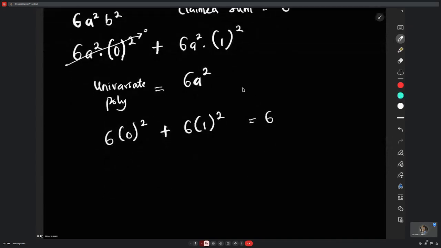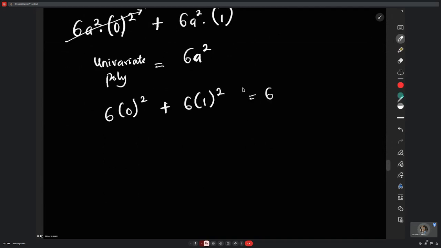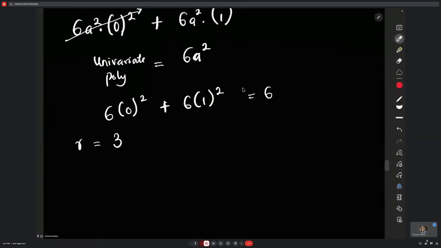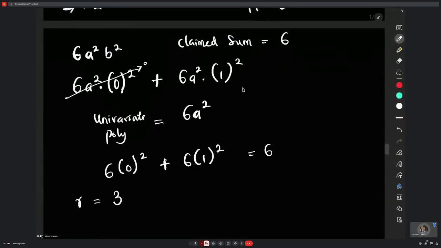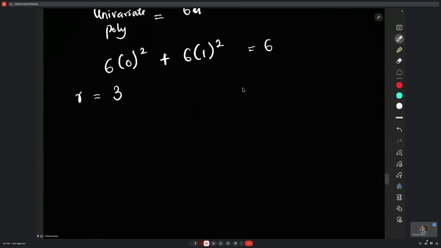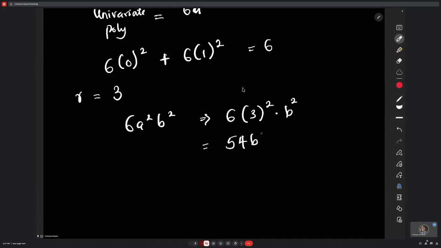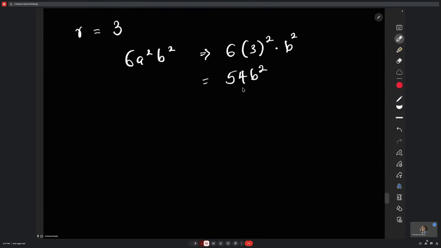Then the verifier samples a random challenge, right? So what should we say the random challenge is? 3. And the prover evaluates 6a squared b squared at a equal to 3. That's 6 times 9, 54, right? 54 b squared.